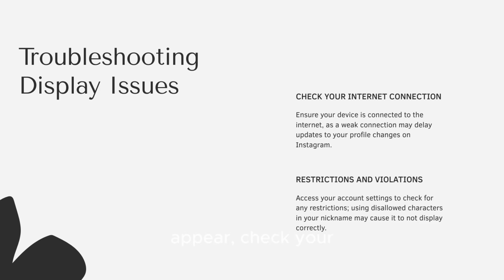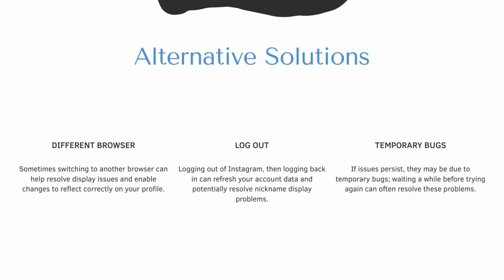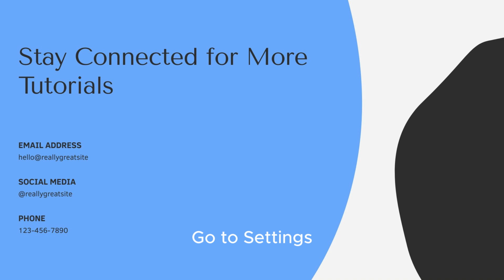If it doesn't appear, check your internet connection. The change may take a few minutes to update across the app. If the nickname field is missing or grayed out, your account may be restricted. Go to Settings, then Account Status to check for any violations. Also ensure you are not using special characters that Instagram disallows.